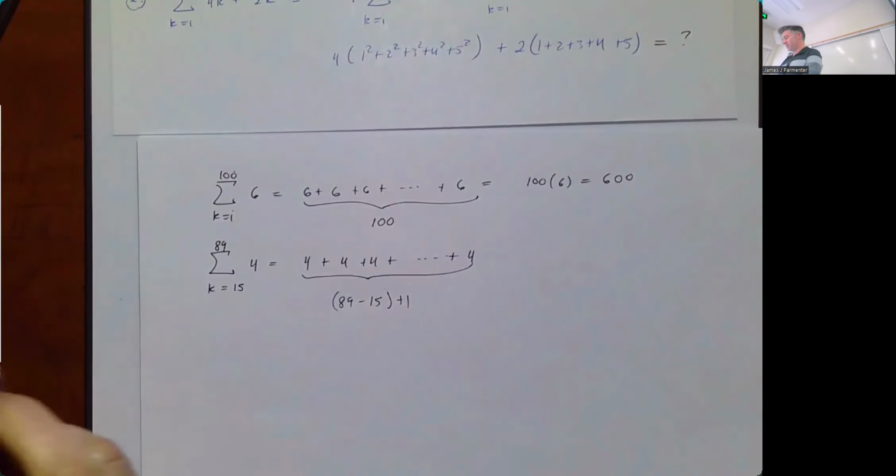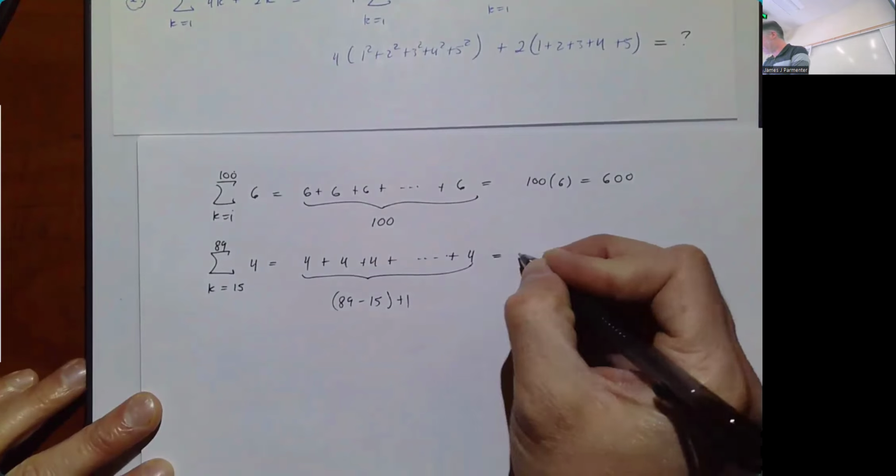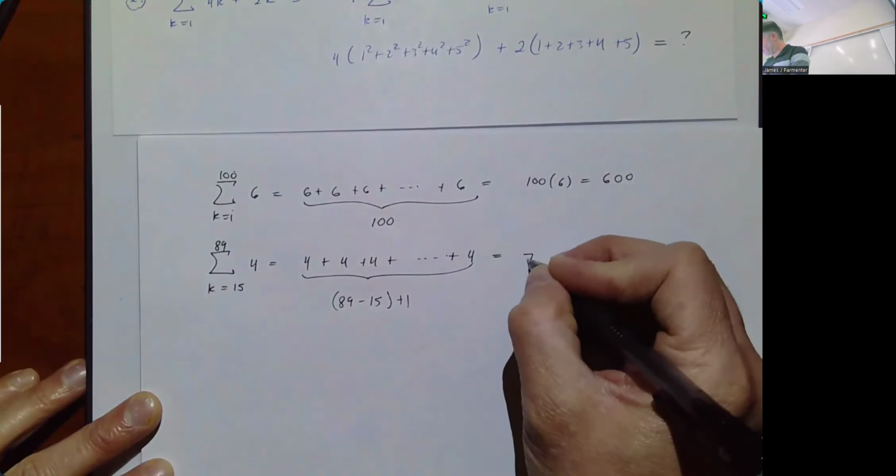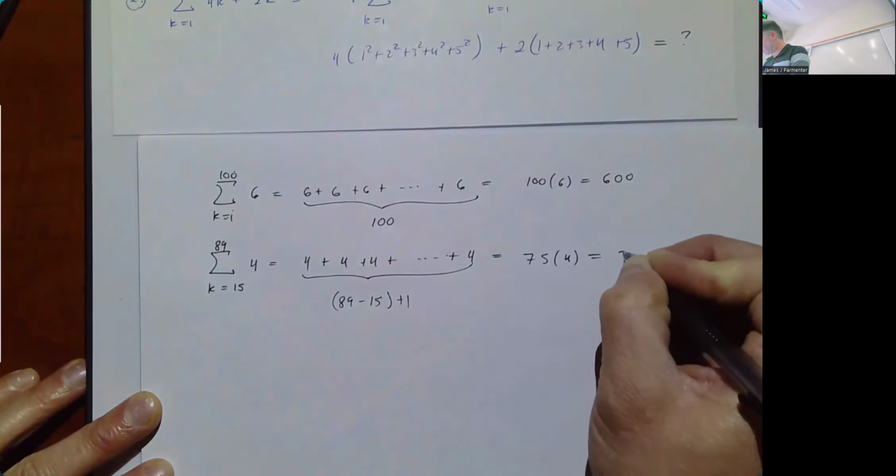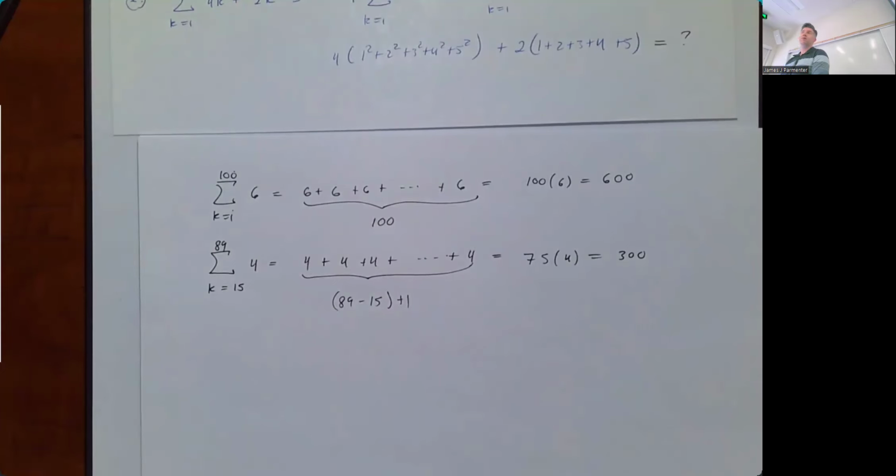So 89, so that's 90 minus 15, which is, I don't know, 75. So you've got 75 4s, which is equal to 300. You probably won't encounter something like this, but just in case you do, make sure you adjust for that 1, because there's 1 more than you actually count when you subtract. If you subtract 2 numbers, the number of numbers you've counted is 1 more than that.